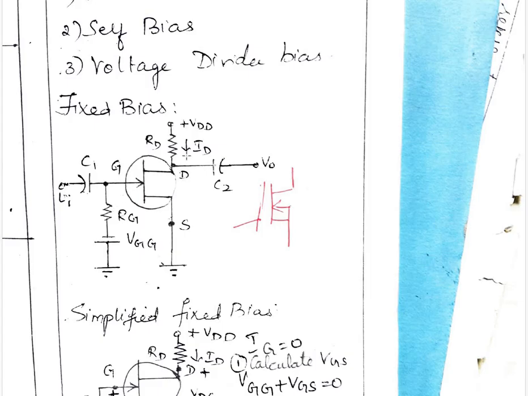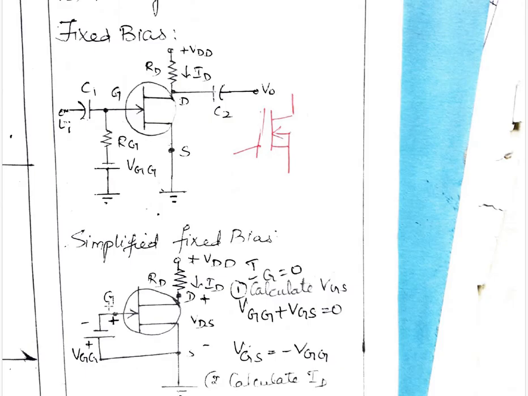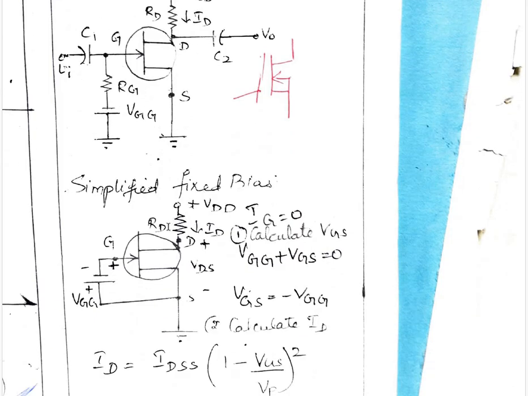We have a gate resistance and drain resistance. We don't have a source resistance. On simplifying, we will remove the capacitances and the common ground is given here. So Ig equal to 0 since no gate voltage is there.